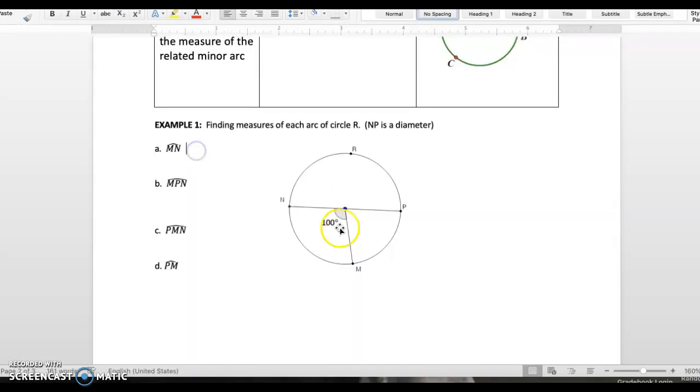And then they also tell us about circle R, that's just the name they picked for this. So for MN, if I want to know the measure of this arc here, MN, I look at the central angle and see that this is 100 degrees. So that means the arc that it opens up to is also 100 degrees.